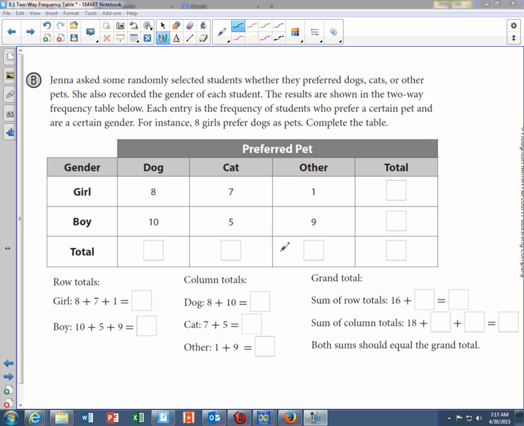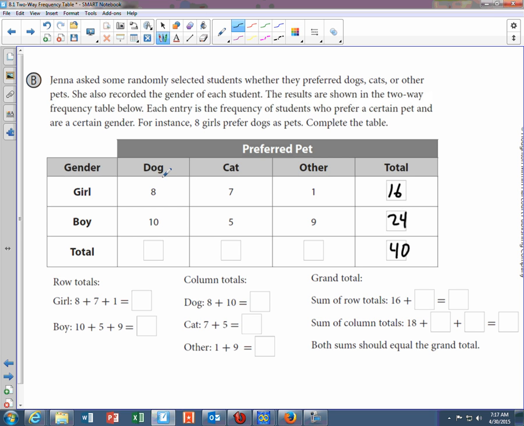Okay, so if you fill everything out, we're going to add across, and we're going to go 8 plus 7 plus 1, and we get 16. So let's count the boys. Boys were 10, 5, and 9. 10, 5, and 9 are 24. For a total of 16 plus 24 is 40, I believe, yes.